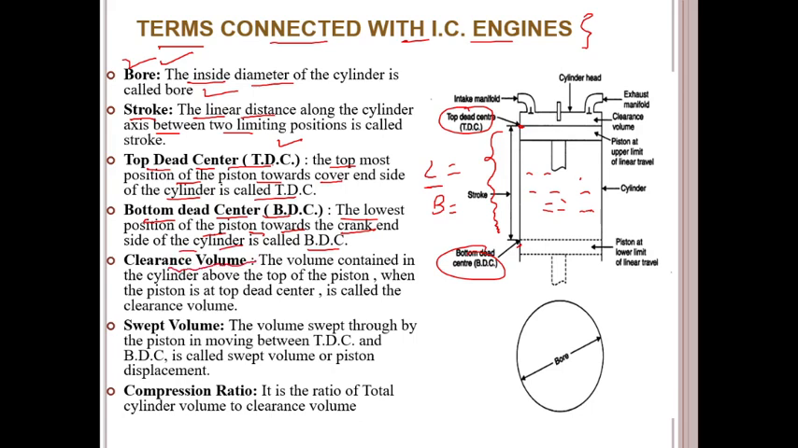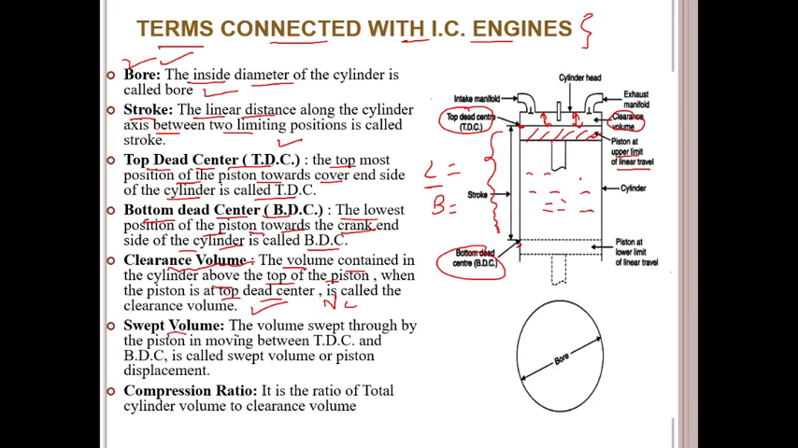Then, what is clearance volume? If you observe here, there is a clearance gap. This is the clearance. The volume contained in a cylinder above the top of the piston when the piston is at top dead center is called clearance volume. When the piston reaches here, guys, at its upper linear travel, there is a gap between the cylinder head and the top position of the piston. That is the clearance volume. It is shown by the letter VC.